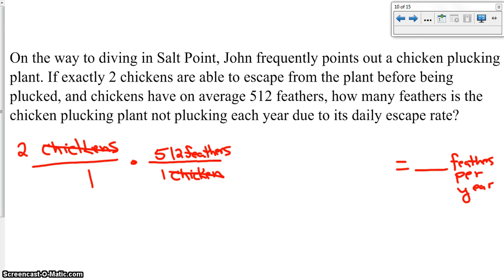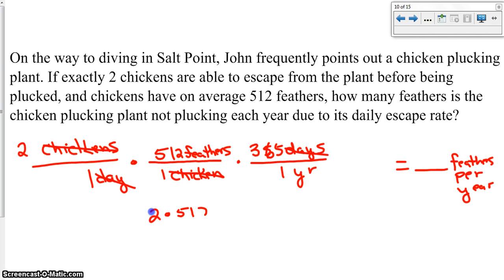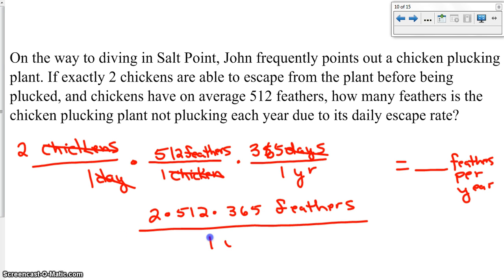correct? Well, ladies and gentlemen, what do I know? 2 chickens escape on 1 day. Oh, wait, Miss Rose, there are 365 days in 1 year. Day, days. So what do I have left? 2 times 512 times 365. The word that's left is feathers, divided by 1 year.